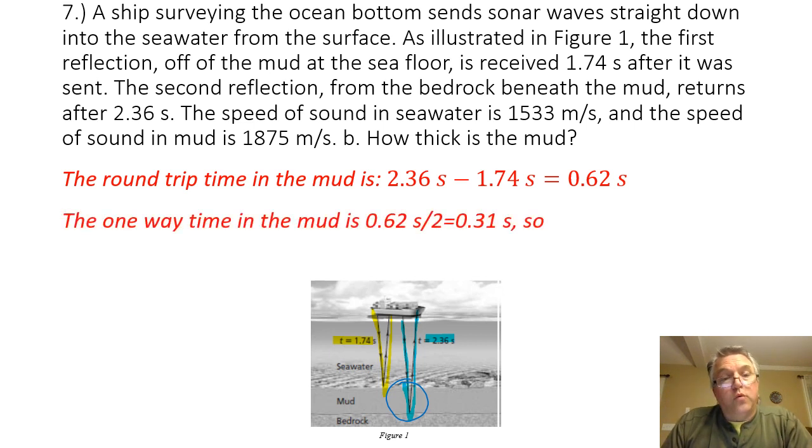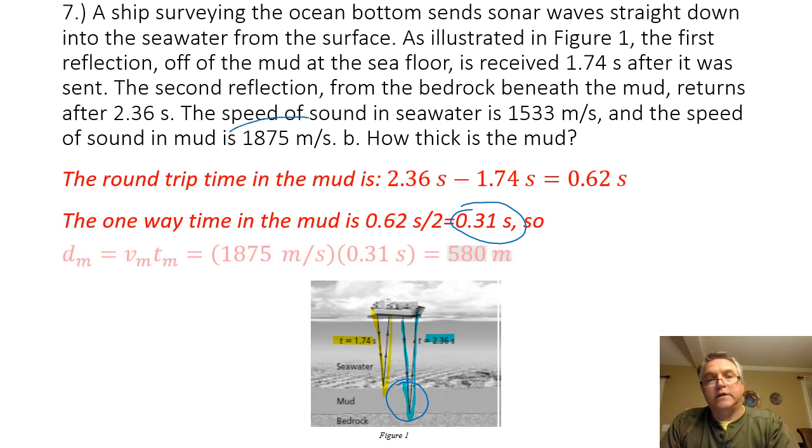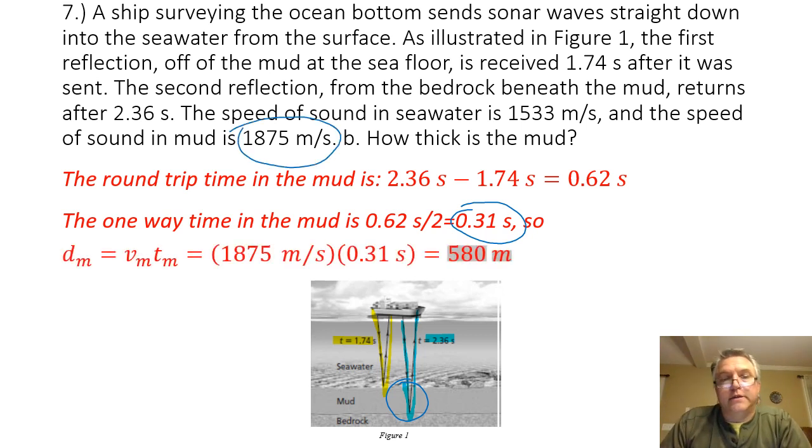To find the one-way time that the sound wave was traveling in the mud, I have to take that 0.62 seconds, divide it by 2, which is going to give me a one-way time of 0.31 seconds. So now I know how much time the sound wave was traveling in the mud, 0.31 seconds. I know how fast it's traveling in the mud, 1,875 meters per second. So now I can calculate the distance by multiplying the velocity times the time. And when I do that, I am going to have a depth of the mud of 580 meters.